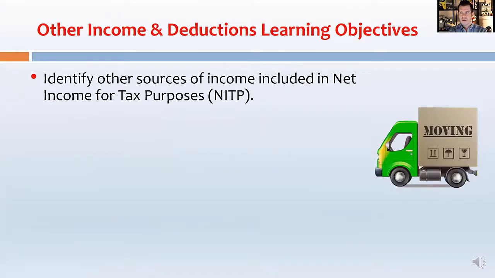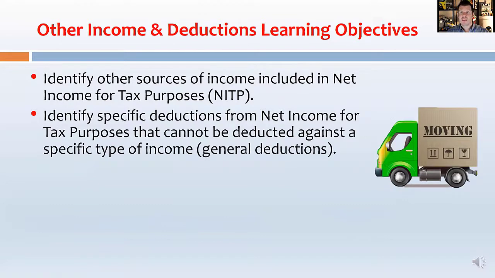Here are our learning objectives. What are some other sources of income that are included in net income for tax purposes? We haven't talked about them. We're going to talk about them today. We'll talk about some specific deductions from NITP that aren't deductible from a specific type of income. Every deduction that we've seen so far has been an employment income deduction or a property income deduction or a business income deduction, not these. These are deductible from any kind of income. That is an incredibly important distinction. Some of these will amaze you because you would have probably assumed that they were from employment income. However, because we didn't mention them before, they're clearly not.